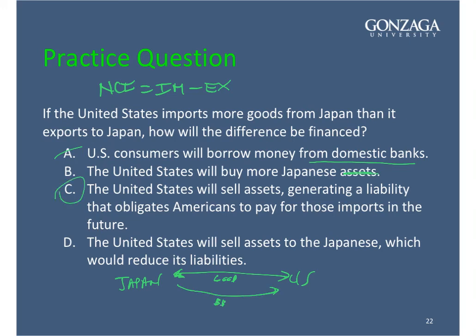So I'm going to tentatively circle C. The United States will sell assets to Japan, which would reduce its liabilities. Them buying our assets has no impact on their liabilities. It increases our liabilities. It's money we owe Japan. So C is going to be your correct answer.